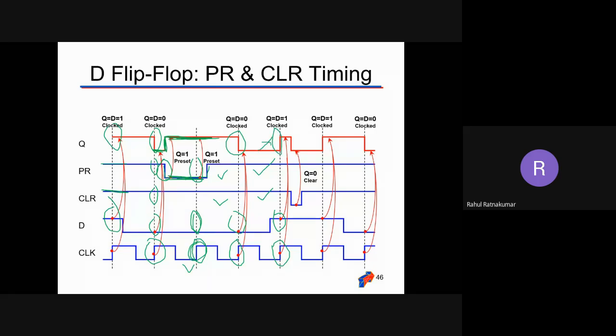It is rising. Now you can see after some time clear is becoming low. When clear is becoming low, Q should be low, so Q becomes high to low at this point. And this is maintained, because it is a flip-flop, memory is always maintained. Now clear becomes high again and preset is also high, so it depends on the clock. The clock edge is high and D is high, so Q becomes 0 to 1. It is maintained till the next clock edge comes. The clock edge is 0 to high, rising. D is 0, so Q becomes 1 to 0.